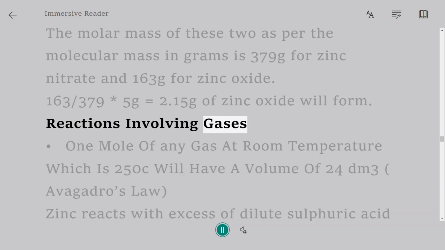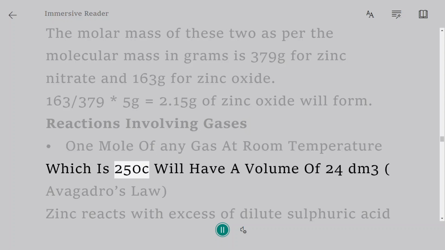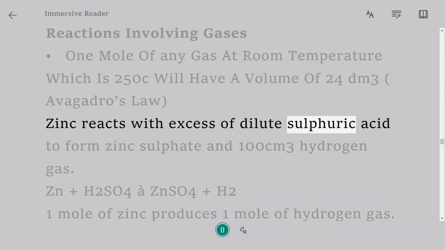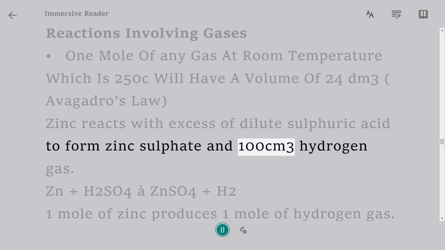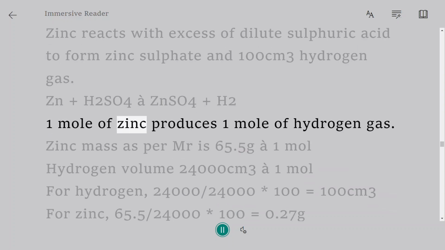Reactions involving gases. 1 mole of any gas at room temperature, which is 25°C, will have a volume of 24 dm3, Avogadro's law. Zinc reacts with excess dilute sulfuric acid to form zinc sulfate and 100 cubic centimeters of hydrogen gas. Zn plus H2SO4 gives ZnSO4 plus H2. 1 mole of zinc produces 1 mole of hydrogen gas.